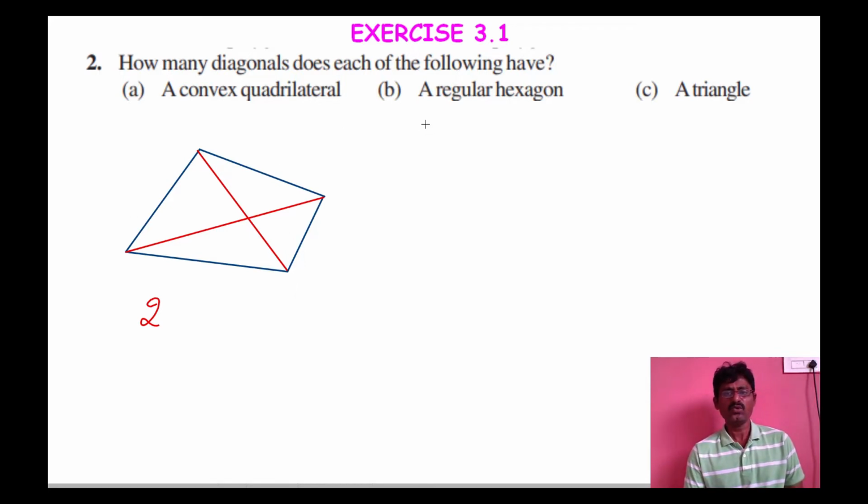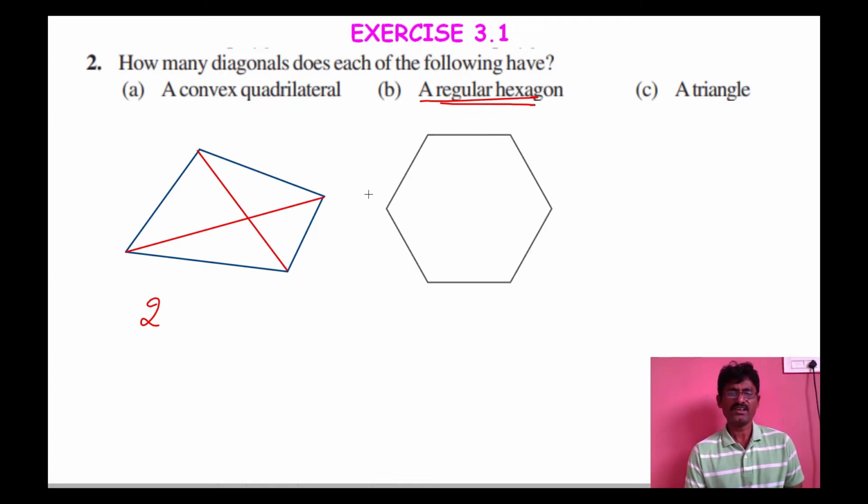Now let us go to B. There is a regular hexagon. Hexagon means a polygon of 6 sides. A regular hexagon means a hexagon which is equiangular as well as equilateral. Let us draw a regular hexagon first. This is a regular hexagon. Let us write the name of the vertices. This is A, this is B, C, D, E and F.